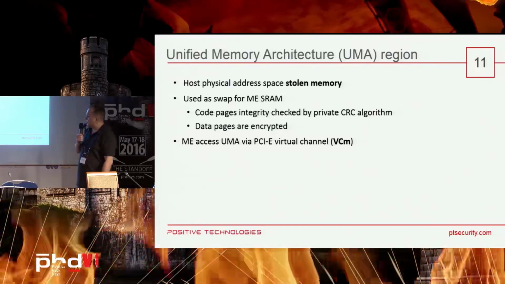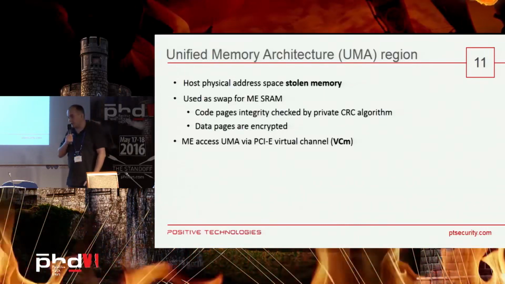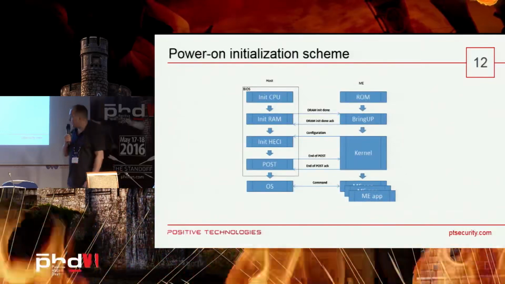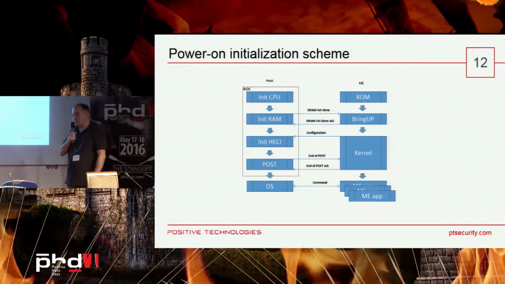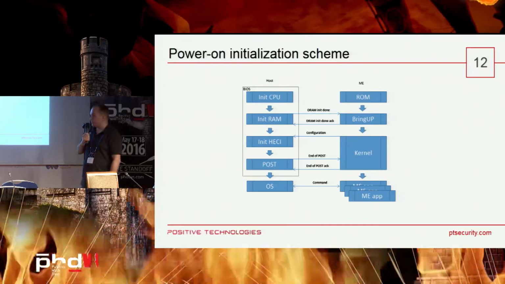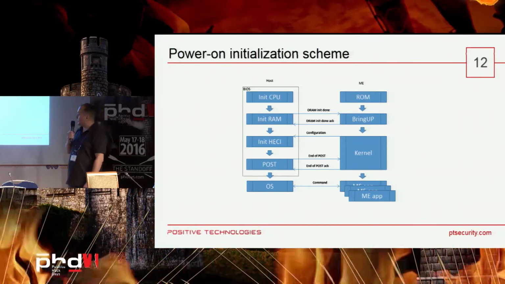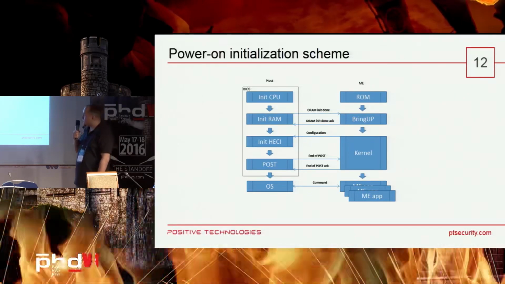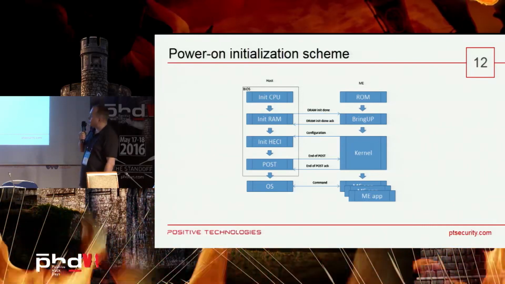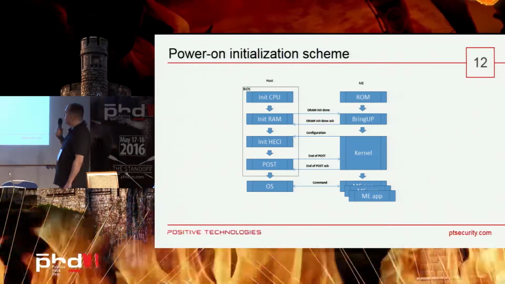Management engine accesses UMA via PCI Express virtual channel, VCM mainly, to get access to UMA. Management agent cannot initialize the system DRAM controller, and they have a special agreement on initialization. Here's some initialization scheme that we are showing you here. This is the initialization scheme and how it's happening with time and what the functions taken by the host and the management engine.